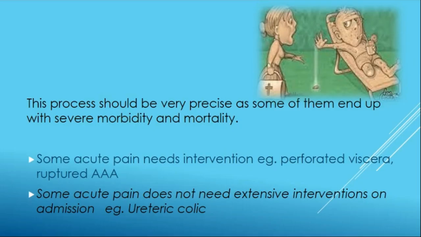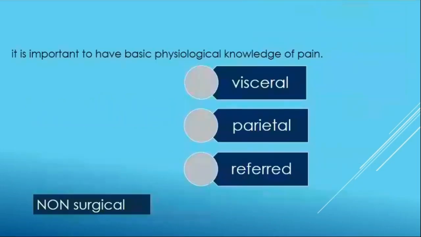History and examination are very important. Before I approach the patient with acute abdomen, I would like to highlight a couple of facts related to physiology and anatomy. We have to have very good knowledge of pain physiology. When we talk about abdominal pain, there are three types: visceral pain, parietal pain, and referred pain, and in the corner, non-surgical abdominal pain. We have to keep these in mind when assessing a patient with acute abdomen.